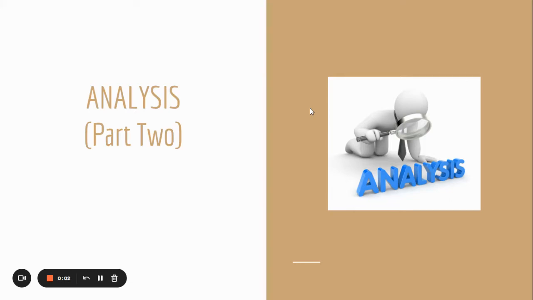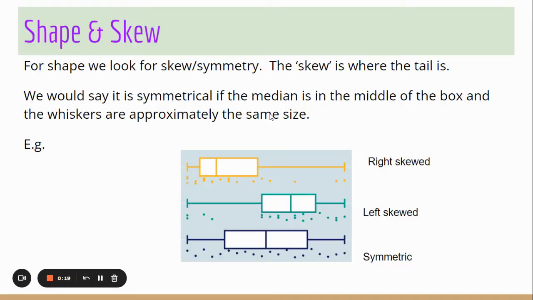Hi again, and welcome back to the second part of the analysis breakdown for 2.9 investigations inference. Today we're looking at the second part of CSSI, so skew and spread, shape and skew, and interesting. For the shape, we're looking at the skew or the symmetry of the box and whisker graph.